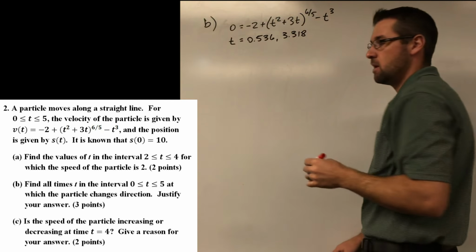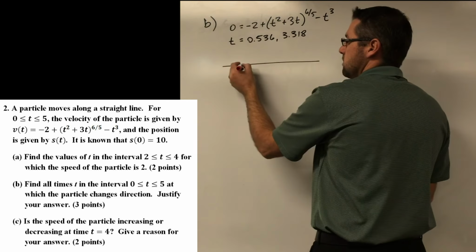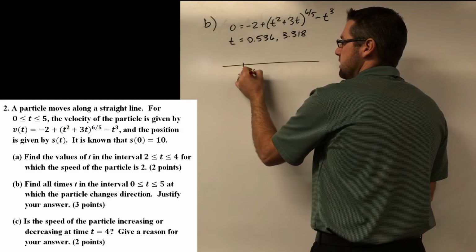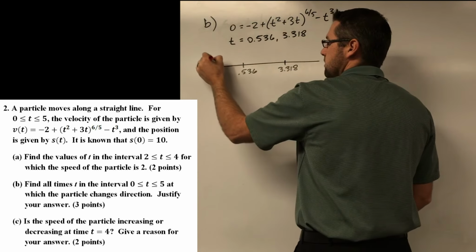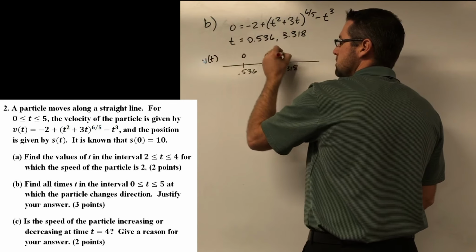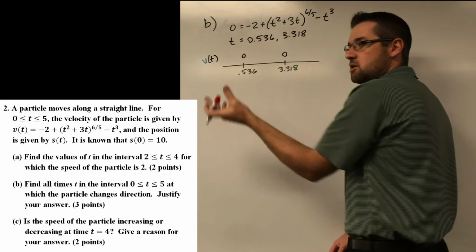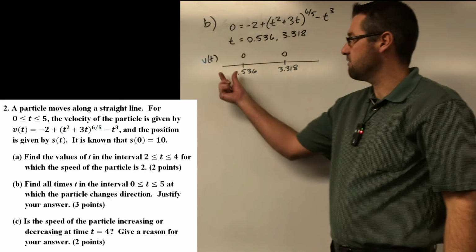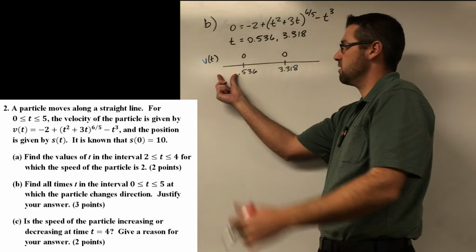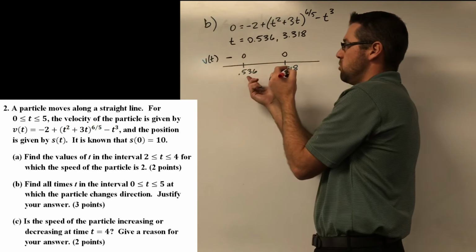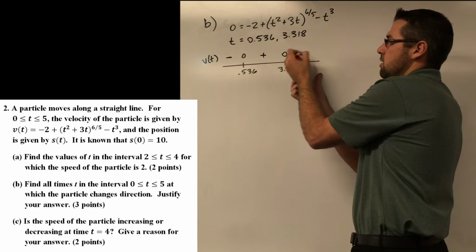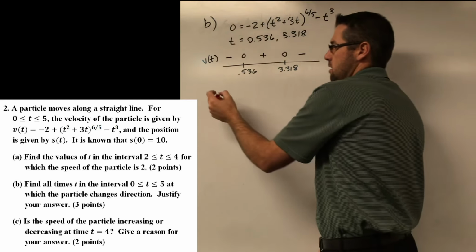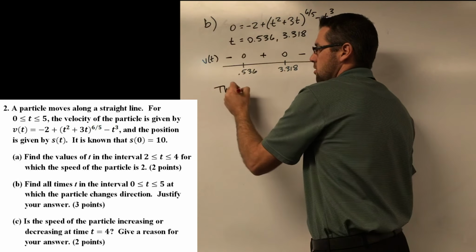Do we agree? The next thing we have to do is look at signs. This is velocity, right? What is the sign? Because you're looking at the graph. What is the sign of velocity from 0 to 0.5? Negative. What's the sign between 0.5 and 3? And what's the sign from 3 on? Negative.